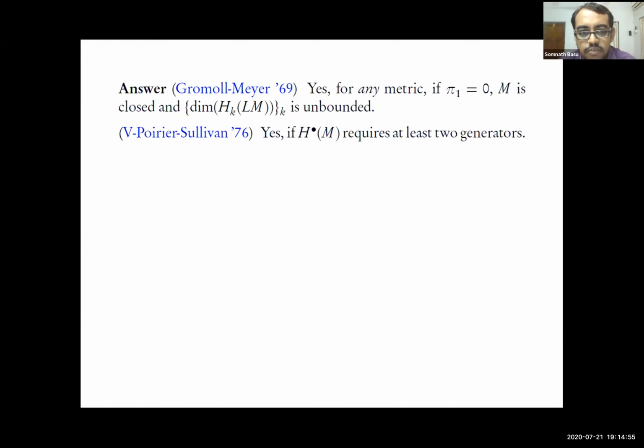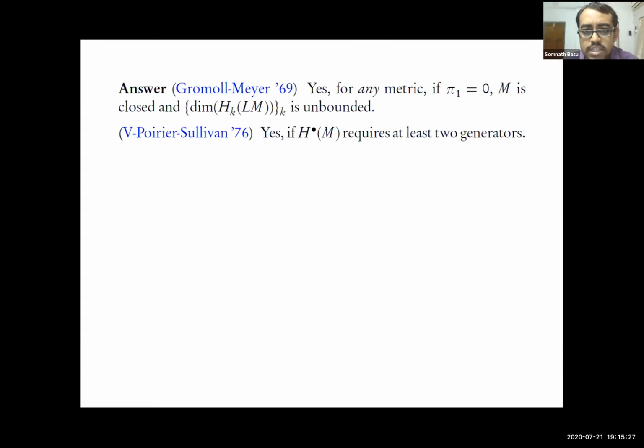Well, the follow-up result of Vigué-Poirrier and Dennis Sullivan from '76, this used rational homotopy theory, tells us that if the cohomology ring of the manifold, so this is H upper dot, the direct sum of H0, H1, H2, the whole graded cohomology ring. So the cohomology groups of a manifold or a space form a ring using the cup product or the wedge product of forms. And if this ring requires at least 2 generators as a ring, then the answer is yes.